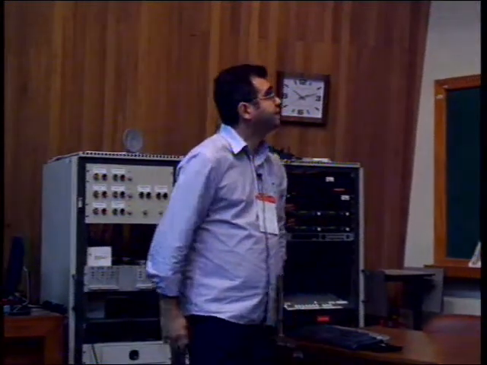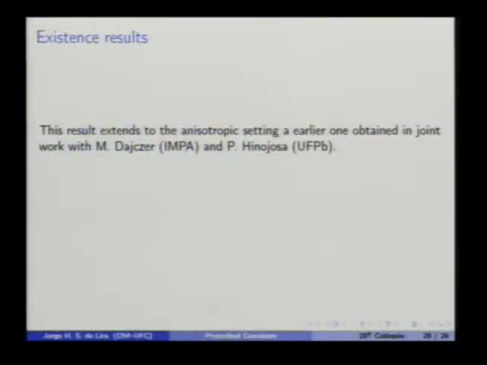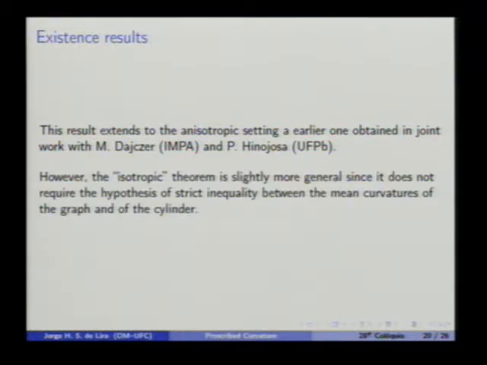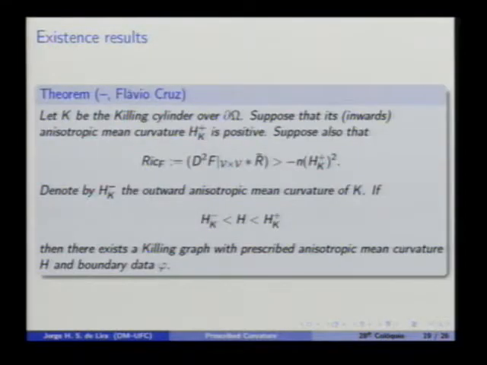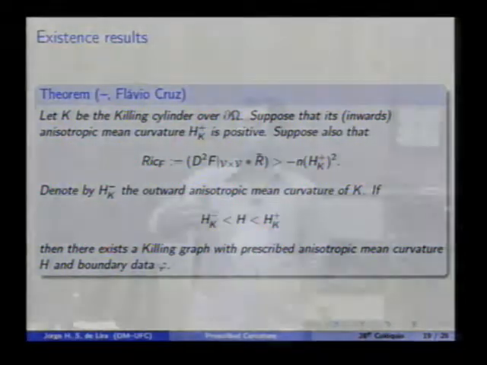This is a generalization of a result obtained earlier by myself, Marcus, and Nojosa. The main difference is that in the case of the isotropic result, you do not require the strict inequality in this last inequality. You could reach the extreme case of the equality.